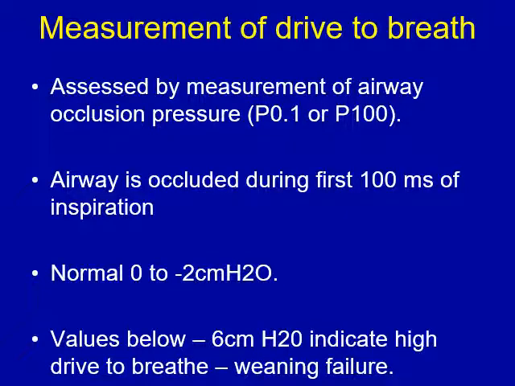What is this 100? This P100 means during the first 100 milliseconds of inspiration, the airway is occluded and the airway pressure is measured. The normal airway pressure during this first 100 milliseconds will be 0 to -2 centimeters of water. Whenever this value goes below -6 centimeters of water, it indicates high drive to breathe, and also it indicates weaning failure. So you should not wean the patient whenever this P0.1 or P100 is less than -6 centimeters of water.